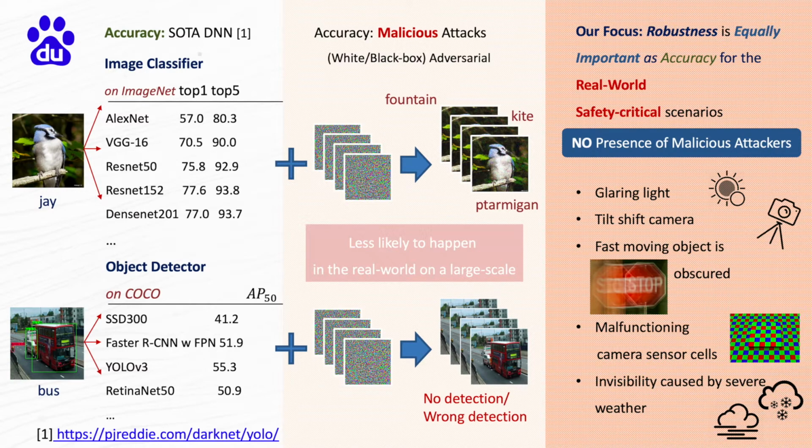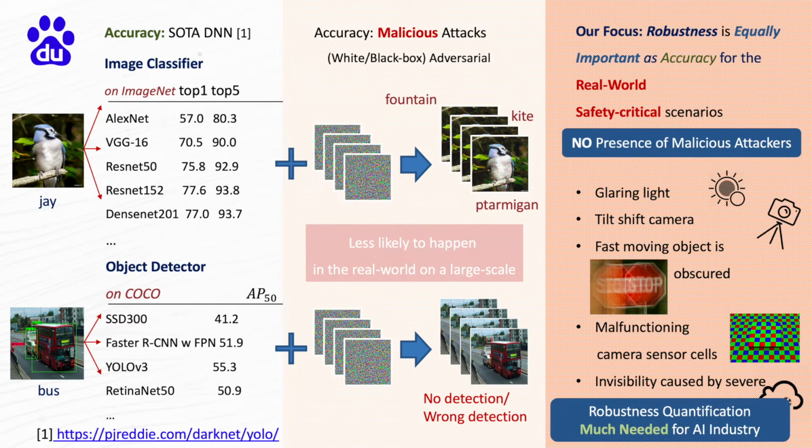Real-world threats from either a glaring light, a tilt-shift camera, an obscured fast-moving object, or a malfunctioning camera sensor cell could also hurt the model. Thus, rather than jumping into the arms race with the malicious attacker, understanding the deep learning model robustness to the real-world threats is much needed for the AI industry.